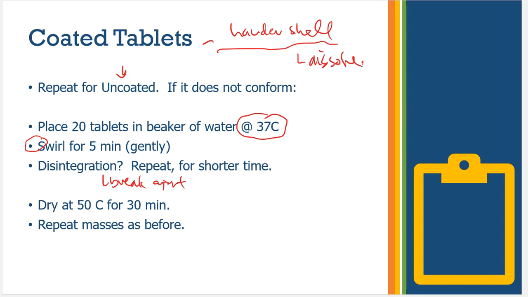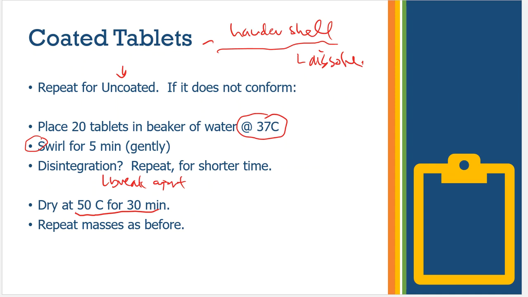So if that is the point at which you are after that 5 minutes, that is great. What you do is take these tablets out of that water, and dry them at 50 degrees in an oven for 30 minutes. You get rid of that water. And then you repeat the masses. These masses are going to be a little bit lower, because the harder shell coating has now been dissolved a little bit, but again, not to the point that the tablet fully disintegrates on you.